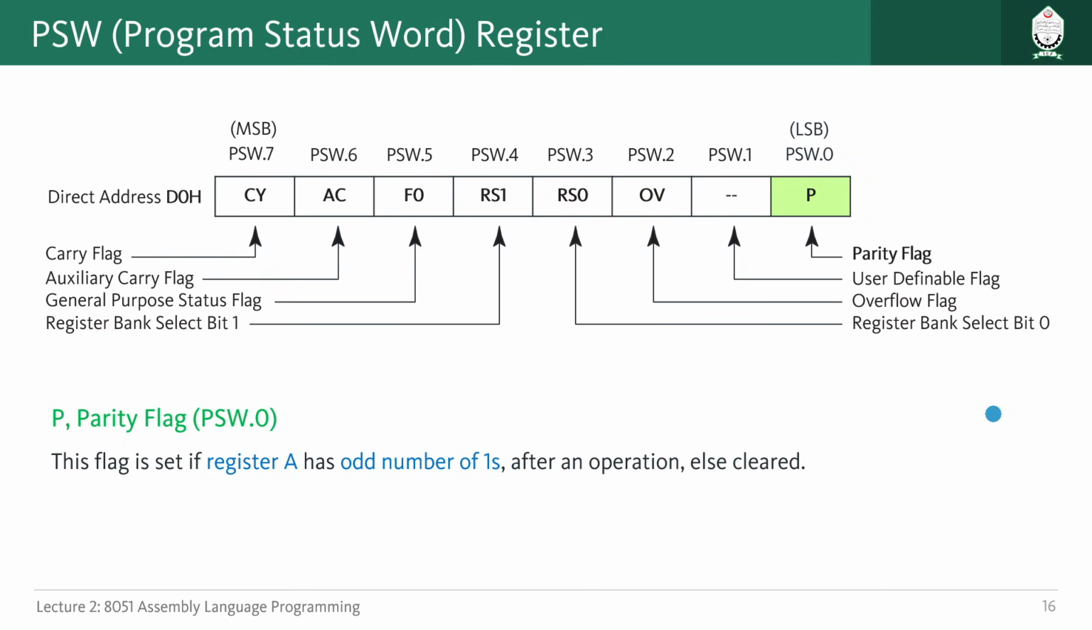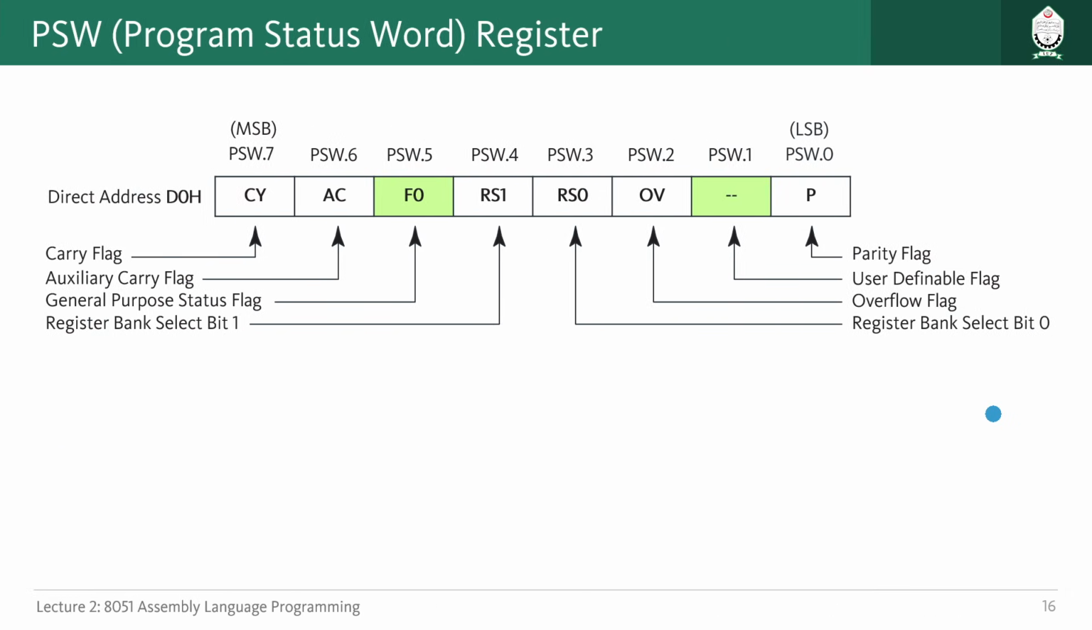Now the last one, parity flag. This is the easiest one compared to the other ones. Basically, after any kind of arithmetic operation, we look at accumulator or register A and count the number of ones we have. If register A has an odd number of ones, then we say parity should be 1, otherwise 0. Okay.